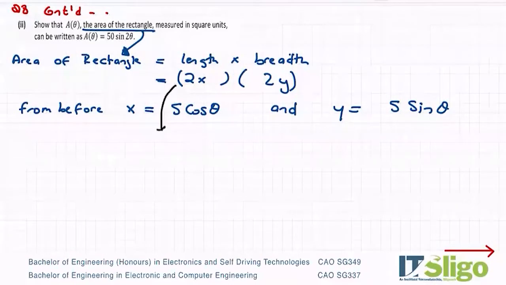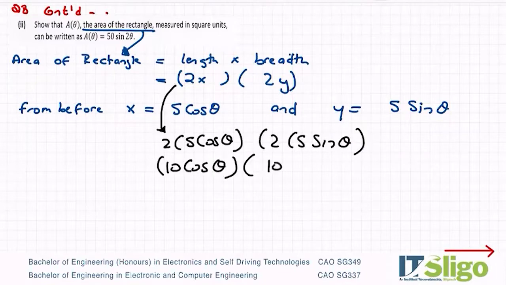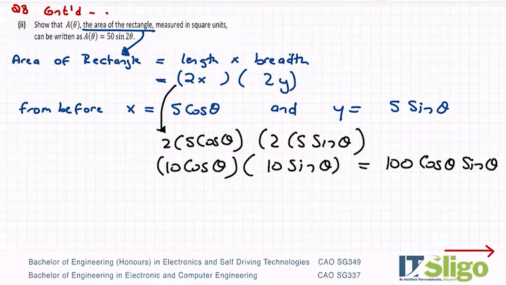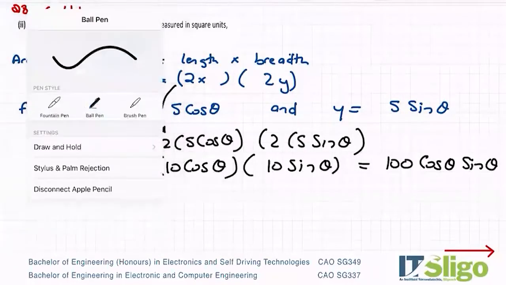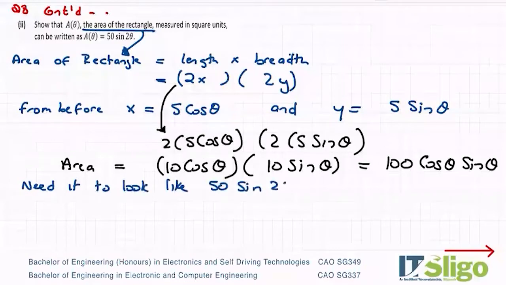So let's sub into here. So I have 2 times 5 cos theta by 2 times 5 sine theta. So 10 cos theta by 10 sine theta. So that's equal to 100 cos theta sine theta. Okay, so that's the area. 100 cos theta sine theta. Okay, I need to make it look like 50 sine 2 theta. Okay, so I have cos theta, sine theta. This is sine 2 theta.